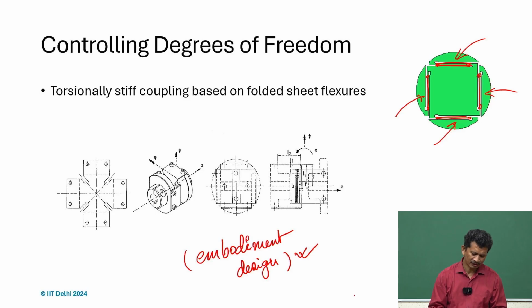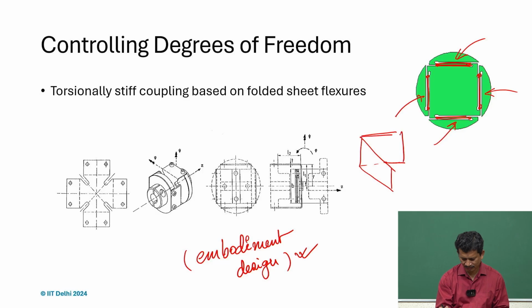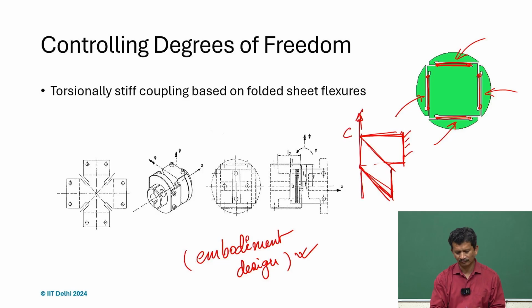What we did here, as we discussed earlier, and when we cover flexure mechanisms, this is one kind of flexure we will be using very often in our designs, mainly because it is easy to use and gives a very good way to constrain one translation. If we just do this, what we learn is that this is the constraint direction.